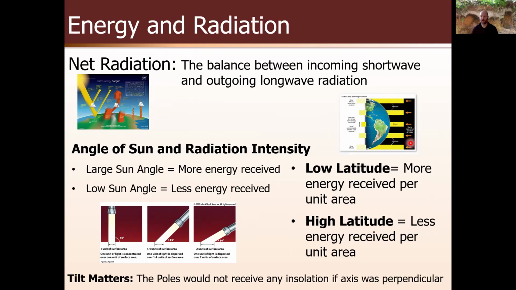This is incredibly important as we think about both seasons as well as climates around Earth. Low latitudes near the equator receive more energy per unit area because when the sun is out and overhead, it is at or near 90 degrees most of the year, when compared to high latitudes, where when the sun does come out above the horizon, it's only at this very low angle.